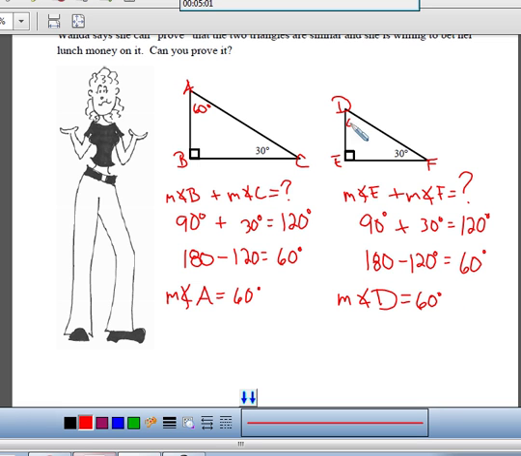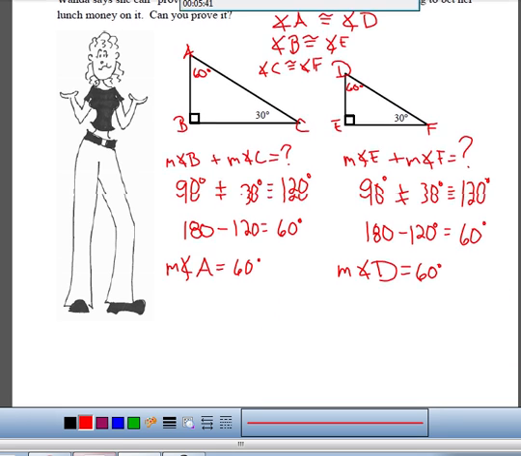Now, if I look at my triangles, the corresponding angles, angle A is congruent to angle D, and angle B is congruent to angle E, and angle C is congruent to angle F. Because the corresponding angles are congruent, that means these are similar triangles.